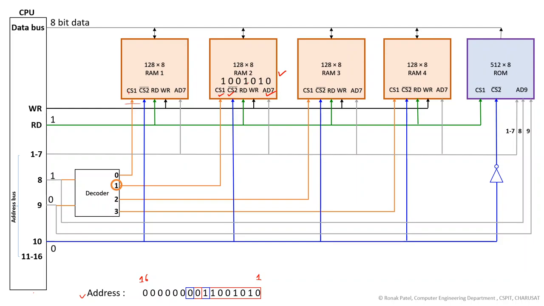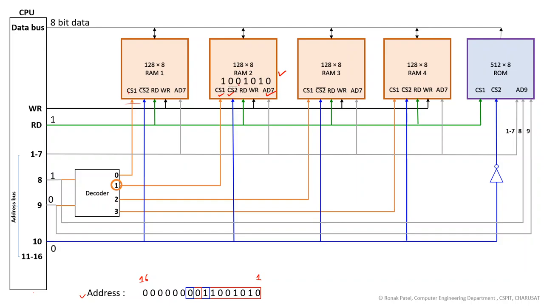Right? So this way it will perform the operation. Okay. Now suppose instead of 4 RAMs, you have 8 RAMs. At that time, the address line is 127. That is fine.